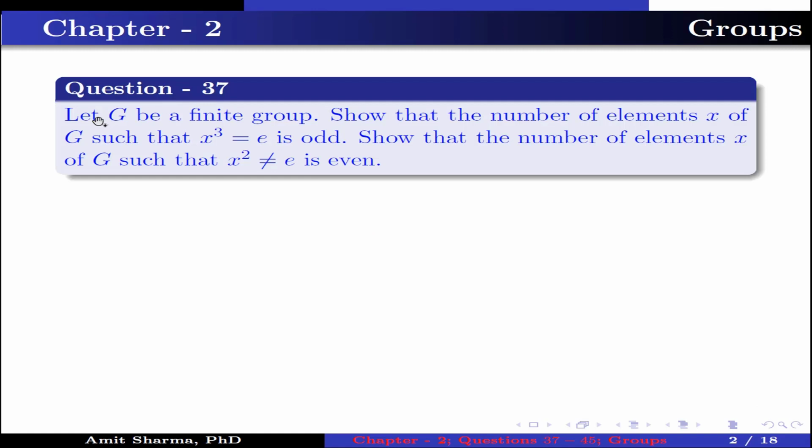Question number 37. Let G be a finite group. Show that the number of elements x of G such that x cube equals identity is odd. Show that the number of elements x of G such that x square is not equal to identity is even.